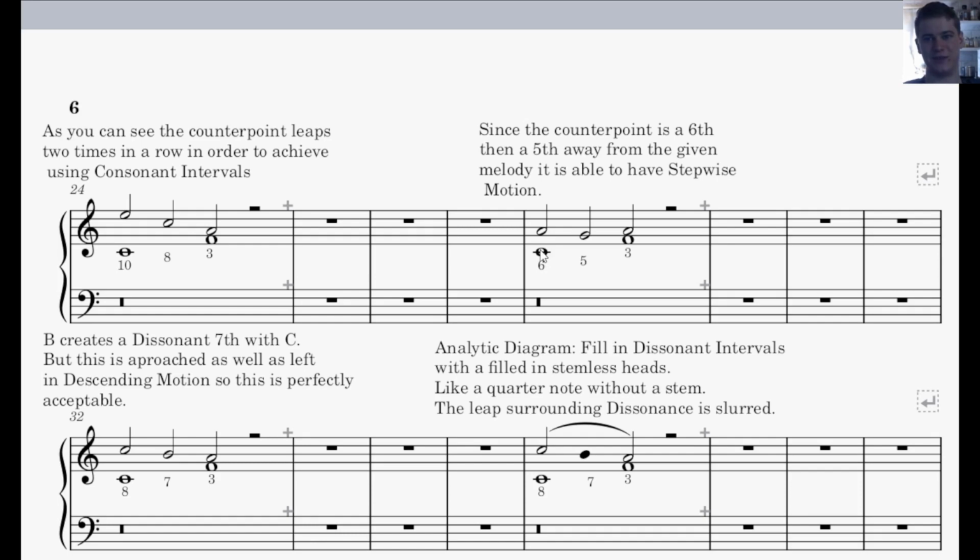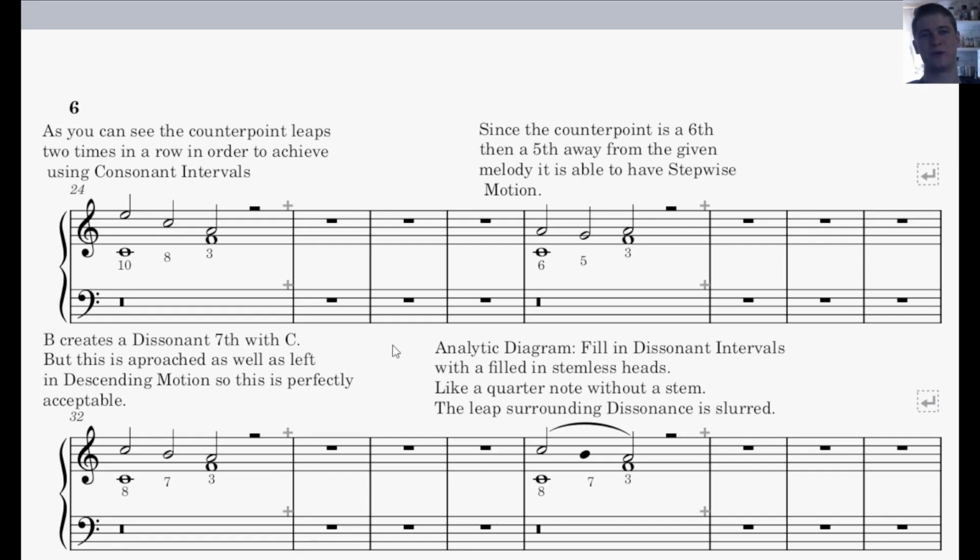As you can see in our given melody and our counterpoint, we have a sixth at first, and then that moves to a fifth. Because we have a sixth above our given melody, and then a fifth above our given melody, you can see it's moving in stepwise motion. Then when it goes up to the F and the A, creating that third, you can see that right before it we had that G, so the G is moving in contrary motion to both the A and the F.